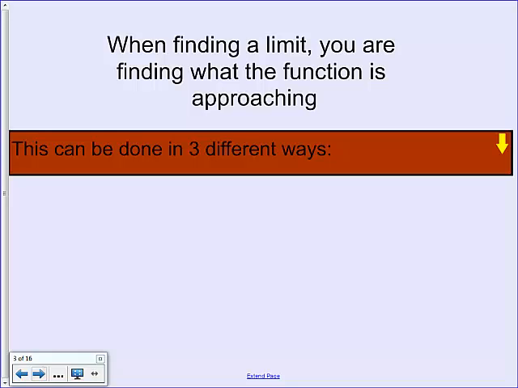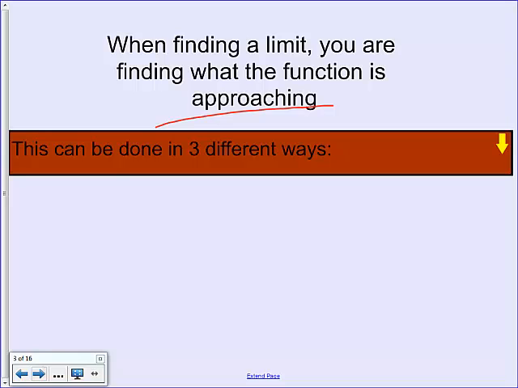When finding a limit, you're finding what the function is approaching. That is very, very specific and very important. We don't care what the value is. What is it getting really, really close to? So thinking of the idea, instead of what is the value at 3, I'm going to look at what is the value at 2.99999 and 3.00001. What is it getting close to? So that approaching part is very important.